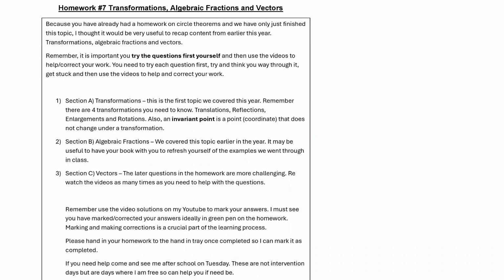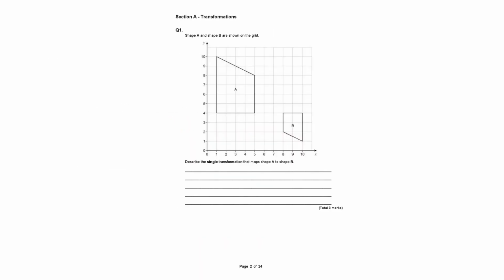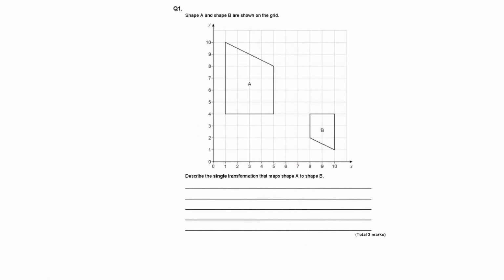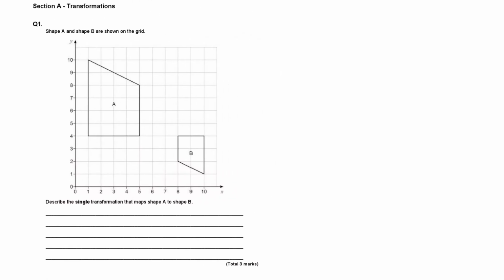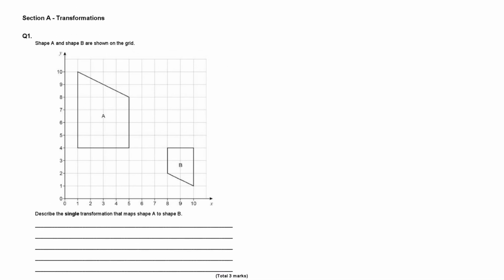Section A, which is this video, is looking at transformations, the first topic we covered this year. Just reminding us, there are 4 different transformations. Translations, which is the movement across and up and down. Reflections, like in the mirror. Enlargements, getting bigger or smaller. And rotations, spinning round. Also, an invariant point is a point or coordinate that does not change under a transformation, and that's going to be useful in at least one of the questions. But without further ado, let's get into question 1 in section A.